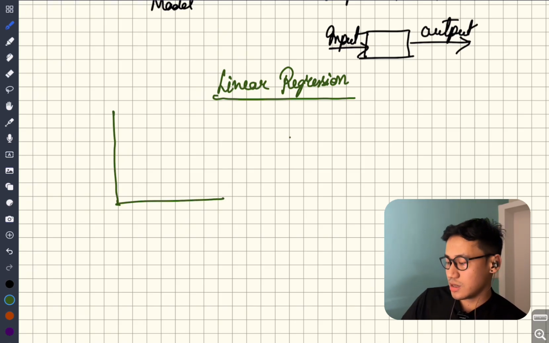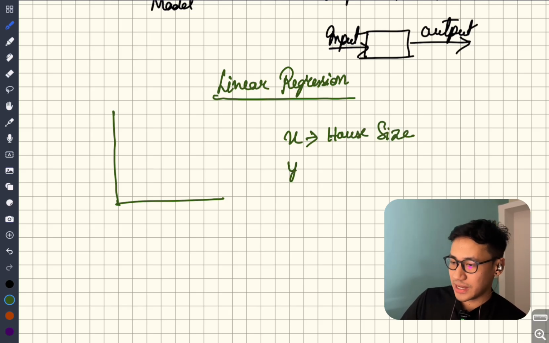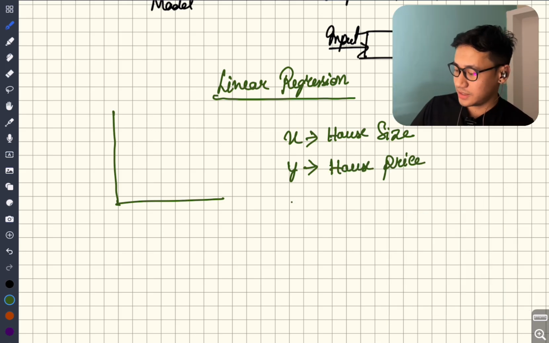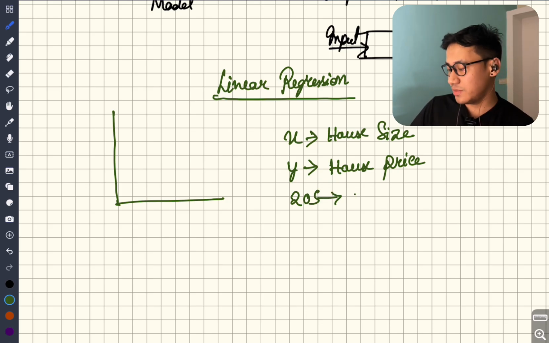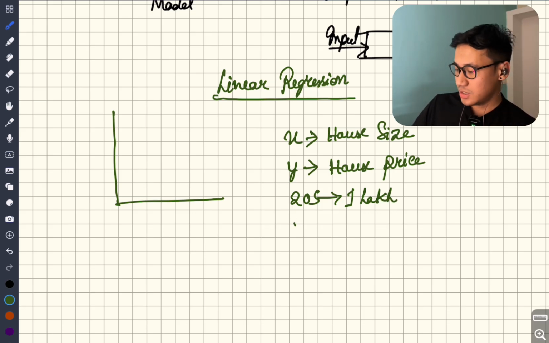Let's say X is house size. This is some input, and Y is house price. So let's say size 20, and house price will be 1 lakh. I'll be sending many data like this. 30 size, 2 lakhs. I'm just assuming some random values.